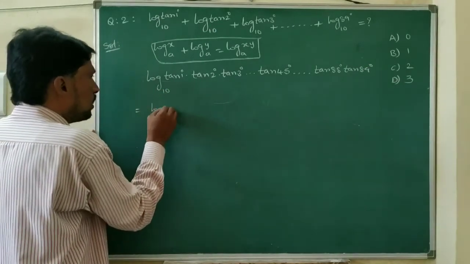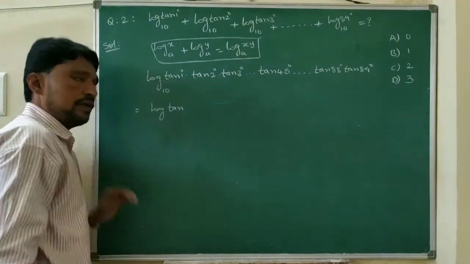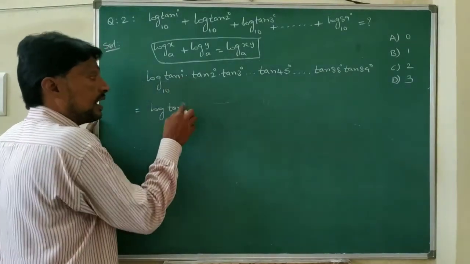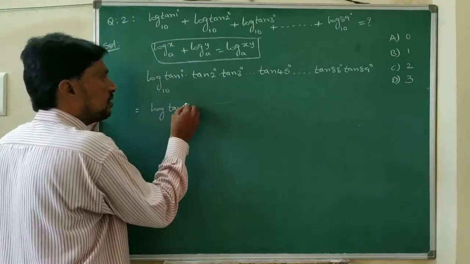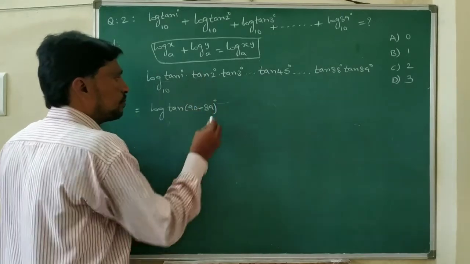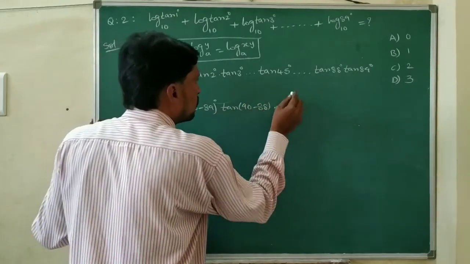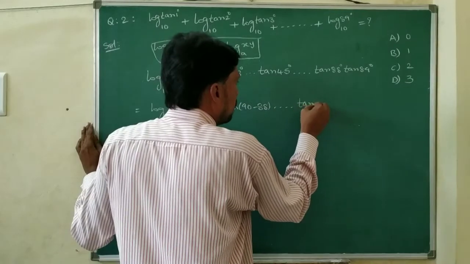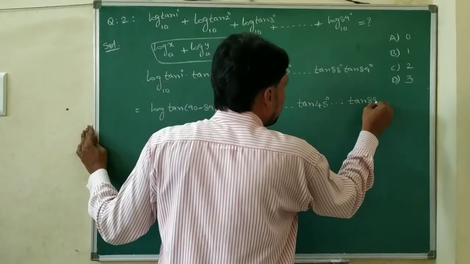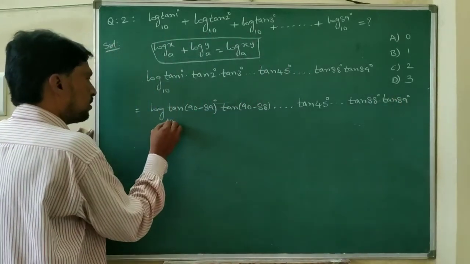Now we need to take the complementary angles. What is the complementary of 89? 90 minus 89 we get 1, meaning 90 minus 89 degree. This 2 degree is tan of 90 minus 88, so on. Here the middle one, tan 45 degrees, I am taking as it is. Remaining all terms same as it is, tan 88 degree into tan 89 degree, base 10 as it is.